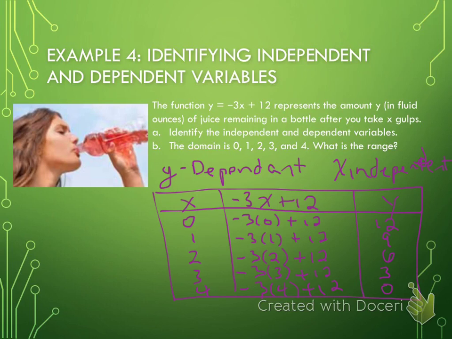So, therefore, the range is going to be these values. It's going to be 0, 3, 6, 9, and 12. That's going to be the range of it.